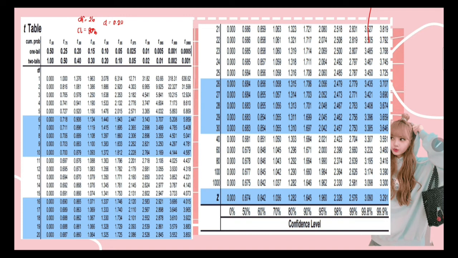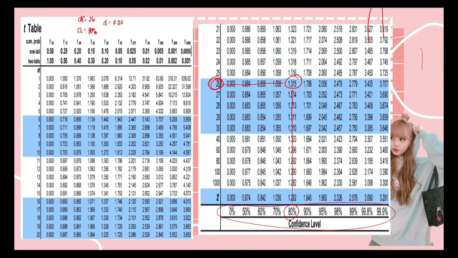So, hanapin natin ngayon yung kanyang corresponding t-value. Unahin naman natin dito sa bottom part. Hanapin natin yung level of confidence, that is 80%. Then tignan din natin yung degrees of freedom, we have 26. Ano yung kanilang intersection? Nakuha natin ay 1.315.